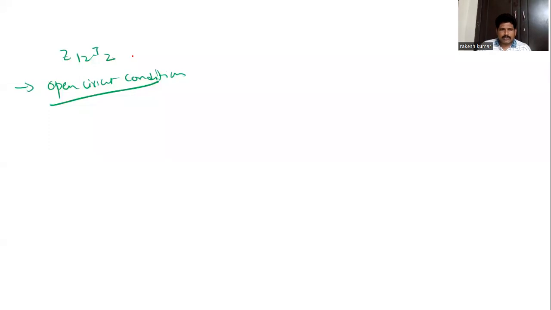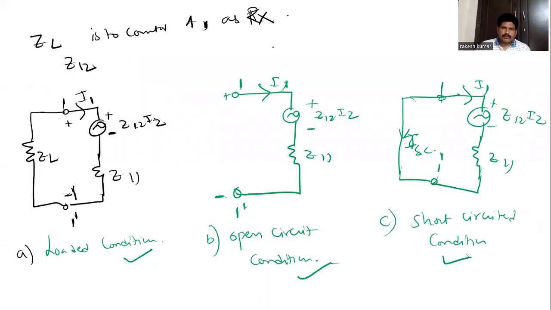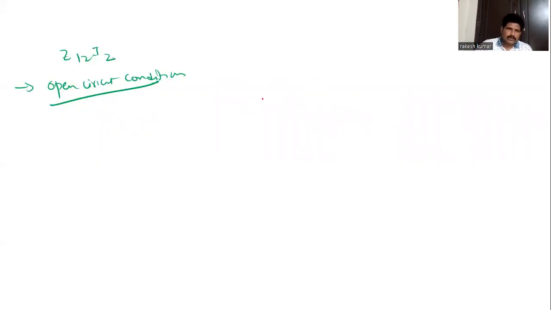Under open circuit condition, the voltage across terminal 1 dash can be given by V1C. So the open circuit voltage VOC is equal to Z12 into I2.